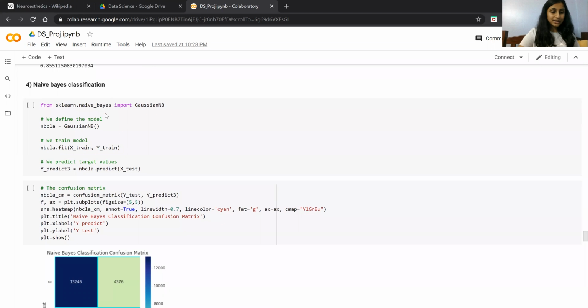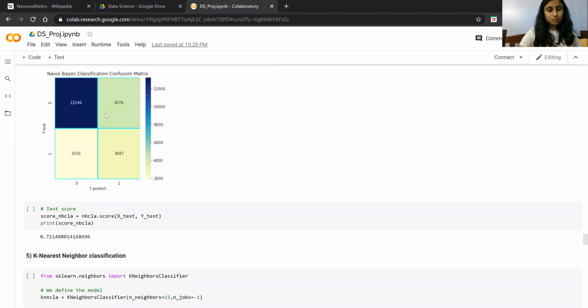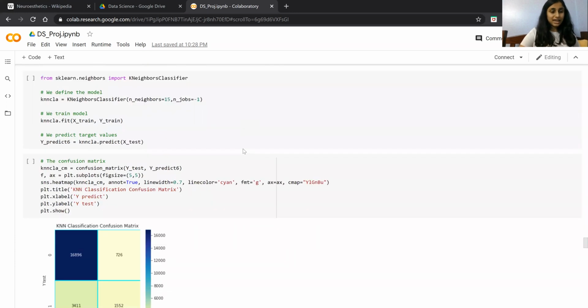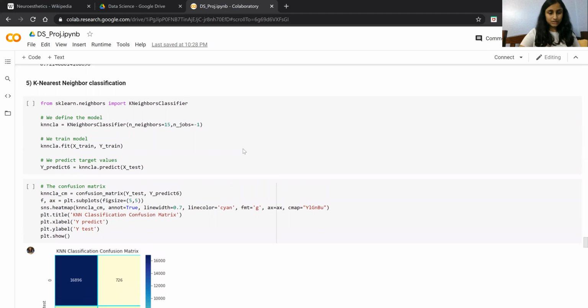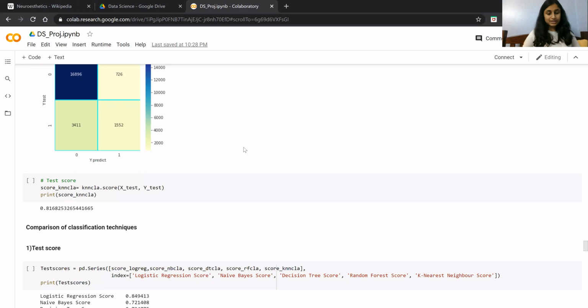Next is the naive Bayes classifier. Usually the naive Bayes classifier requires no parameters. It requires training of parameters, and therefore it's a little more complex. We've plotted the confusion matrix and printed the score as well, the score being quite low compared to the others, 0.721, that is 72.1%. The final one is the KNN, that is the K nearest neighbor classification, and the test score obtained for this is 81.68%.